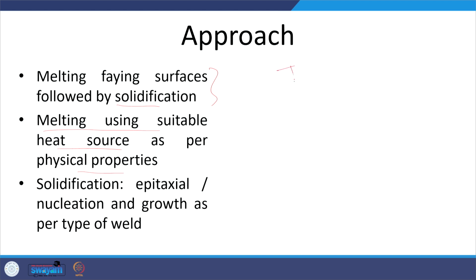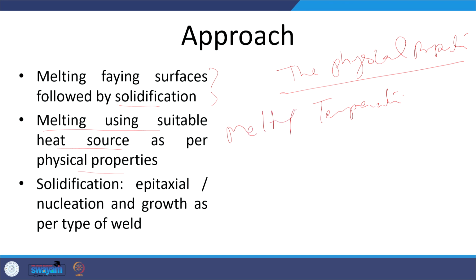Now, the melting using a suitable heat source depends on the physical properties. What are the physical properties which are important from the melting point of view? The first thing is the temperature that is needed for melting. We can say the melting temperature; in case of alloys it is the liquidus temperature, and in case of pure metals the liquidus and solidus temperatures are both the same. This temperature should be low. If it is low, then it will be easier to melt.